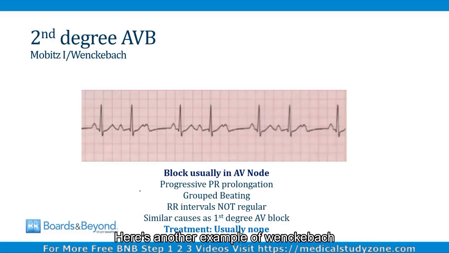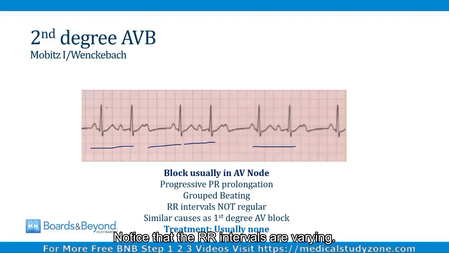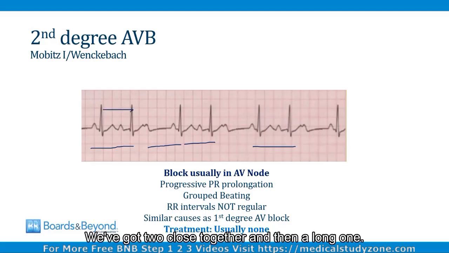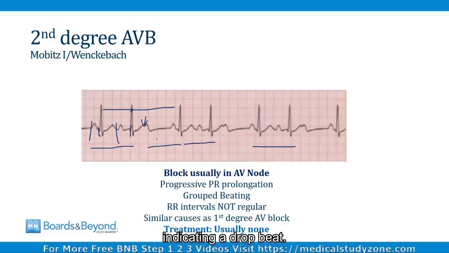Here's another example of Wenckebach just to make it very clear to you. First of all, notice that we have grouped beating. We have two QRSs together, then a pause, then two together, then a pause, then two together. That's classic group beating. Notice that the RR intervals are varying. We've got two close together and then a long one. And then if you look at the PR intervals, you can see we have a short PR interval and then a longer PR interval, and then we have a P wave that is not followed by a QRS complex indicating a drop beat. All classic findings of Wenckebach.